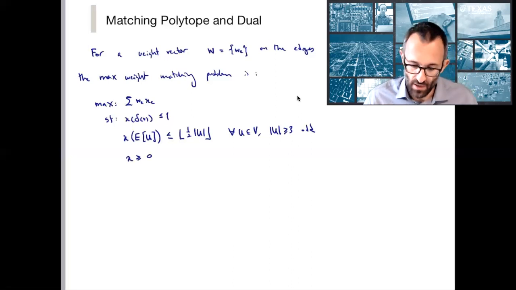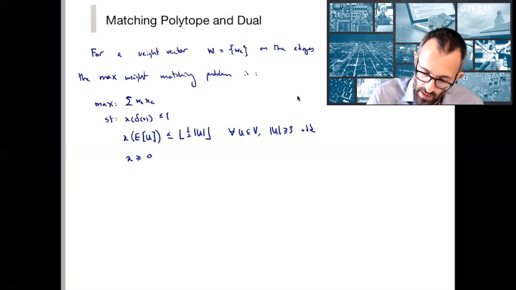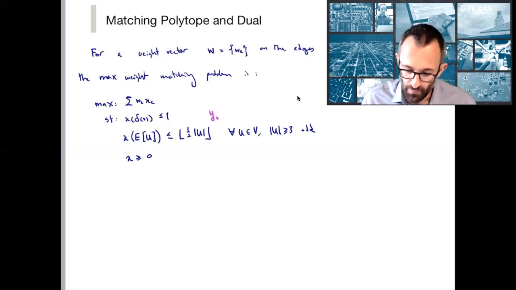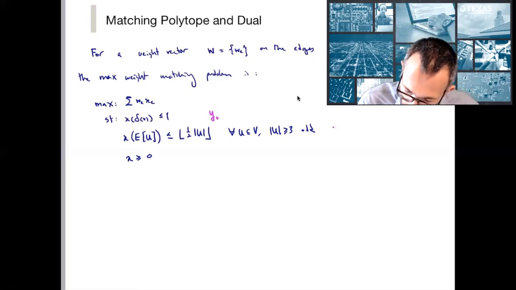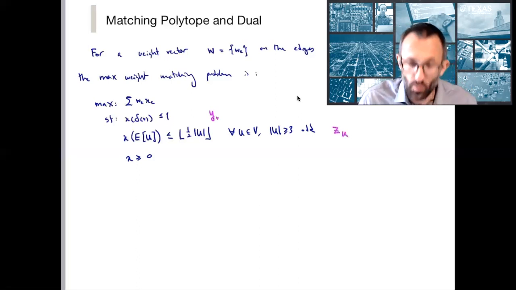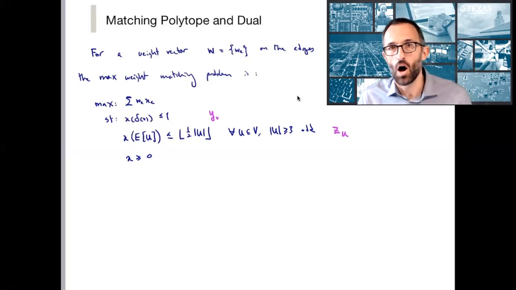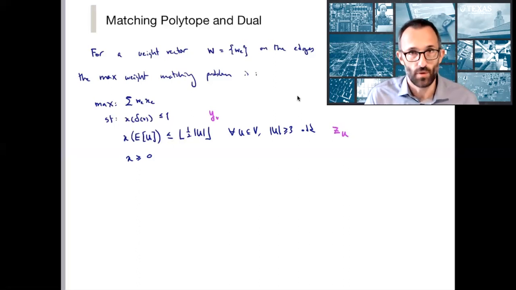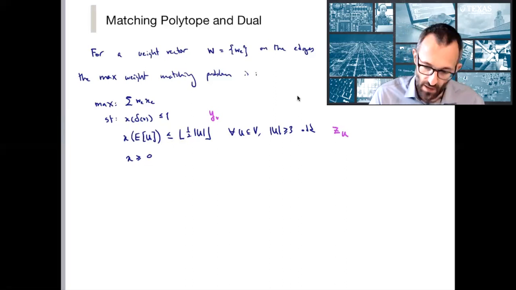So now let's call this the primal problem, and we can write down the dual problem. So the dual problem is going to have variables that I will call YV associated with the single node constraints, and it's going to have variables ZU, which are associated with all of these odd subset constraints. So again, we've got an exponential number of variables.